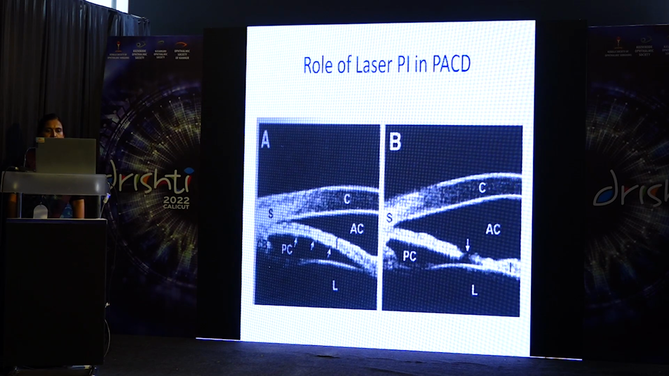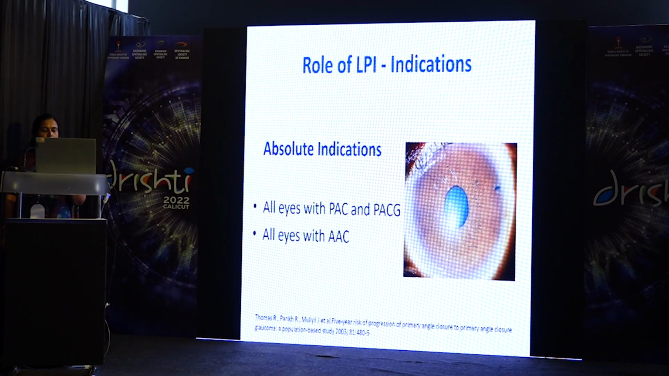This is a UBM picture. In the second figure, you can see the patent peripheral iridotomy. The angle has widened and the iris has become flatter. Coming to the indications of laser peripheral iridotomy, the absolute indications are primary angle closure and primary angle closure glaucoma. In case of acute angle closure, first of all, you have to reduce the intraocular pressure with systemic as well as topical medications. And once the cornea has become clear, you can do a laser PI.